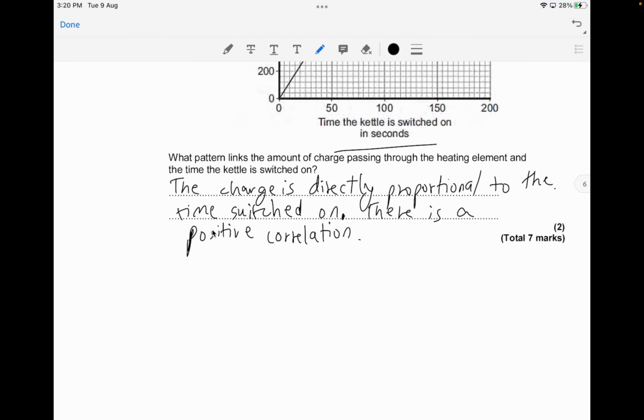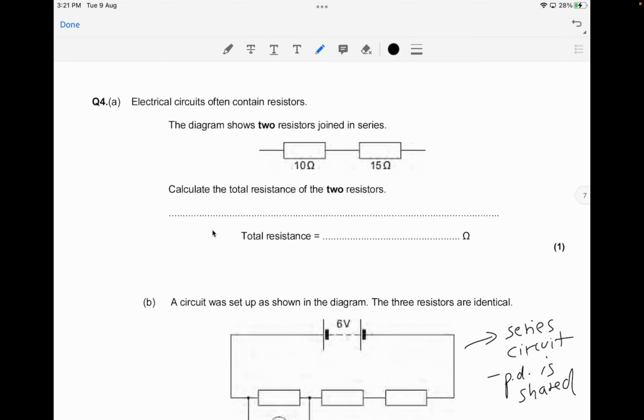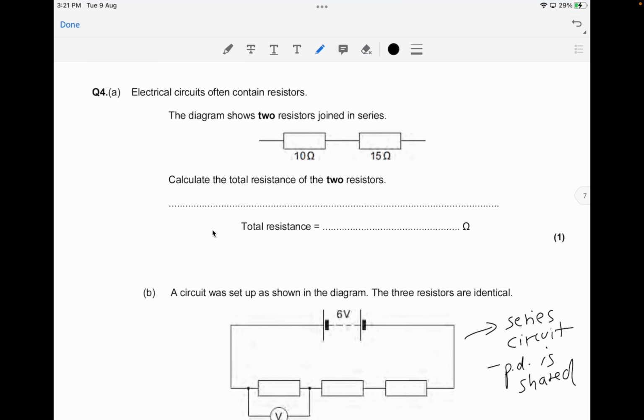Alright, the next question states that electrical circuits often contain resistors. The diagram shows two resistors joined in series. They've already mentioned that this is a series circuit, and we have to calculate the total resistance of the two resistors. You should remember that resistances in series circuits add up together. So resistance is equivalent to 10 ohms plus 15 ohms, which is going to give us a value of about 25 ohms. All right, so this is going to be 25 ohms. All right, let's move on to the next question.